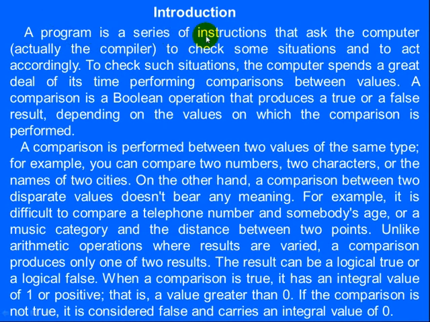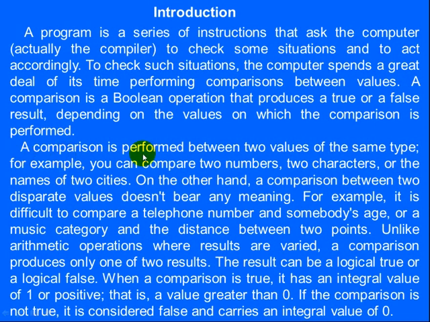A program is a series of instructions, as we know, that asks the computer, actually the compiler, to check some situations and to act accordingly. To check such situations, the computer spends a great deal of its time performing comparisons between values. A comparison is a Boolean operation that produces a true or a false result, depending on the values on which the comparison is performed. So let us discuss what type of comparisons are possible.